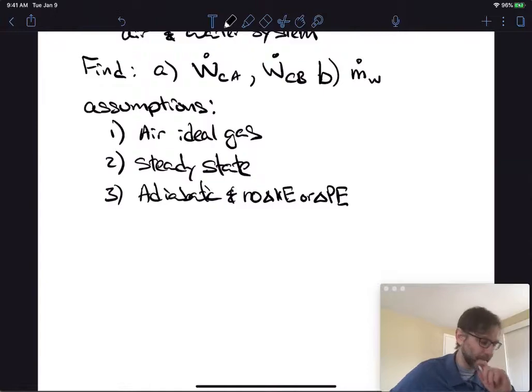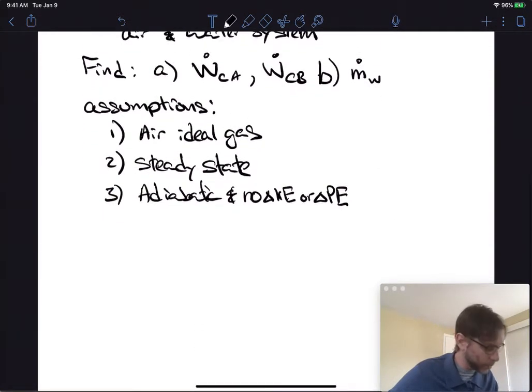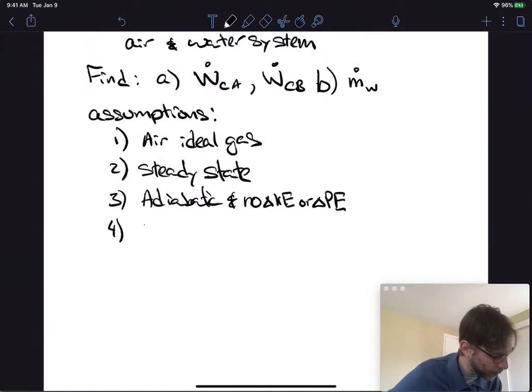Okay, and I think that's what we got, right? So I don't think we have anything else. Did we say it's steady state? Air is modeled as an ideal gas. So we're going to also assume that the water is incompressible.